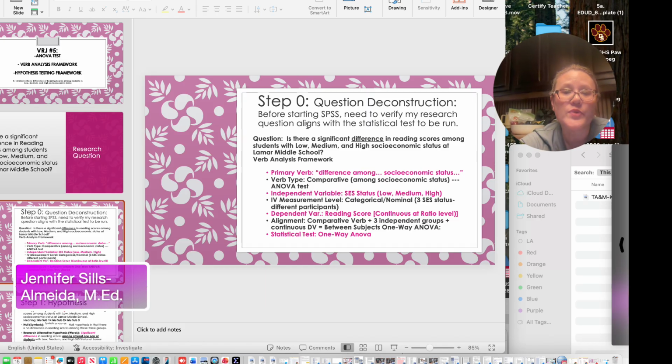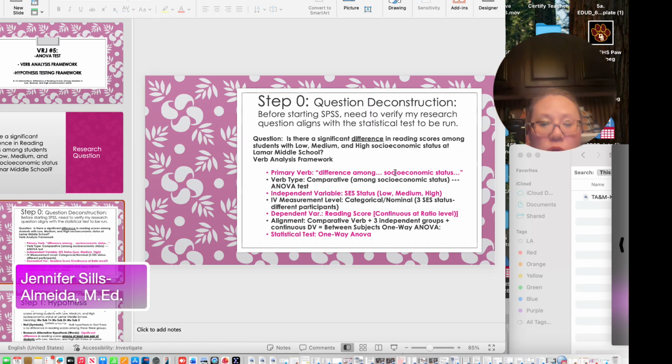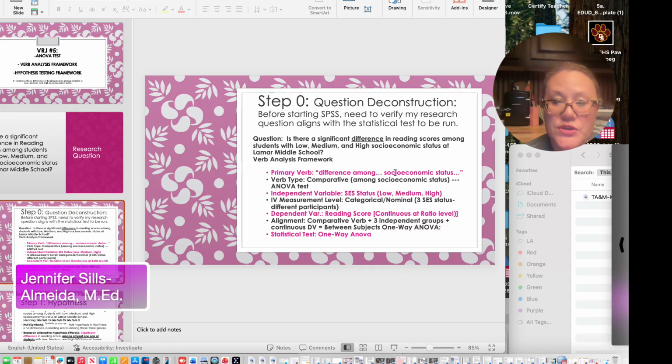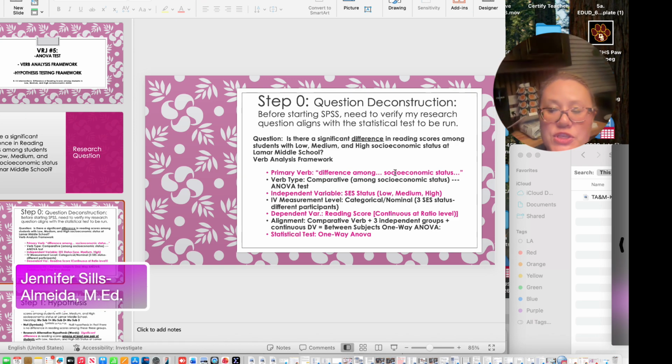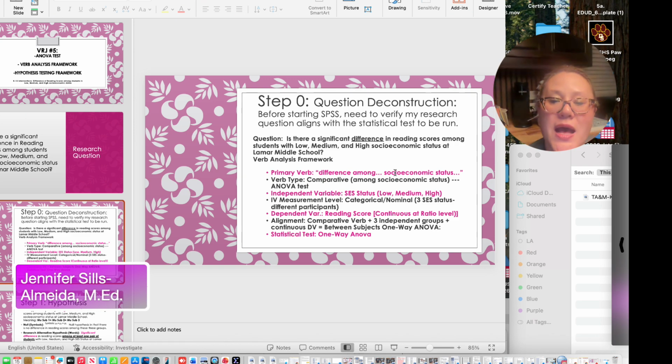So what we're going to look at before starting SPSS is ensuring that our research question aligns with the statistical test to be run. We know that the first thing is difference among socioeconomic status. So that is the primary verb. In this situation, it would be, is there a significant difference among? So among would be the primary verb. So the verb type would be comparative. So we're comparing the different socioeconomic statuses in an ANOVA test.